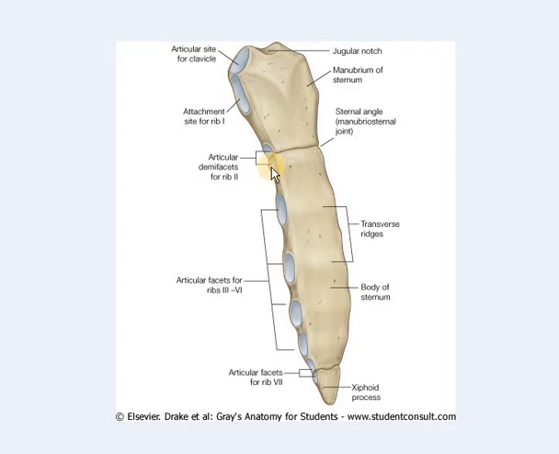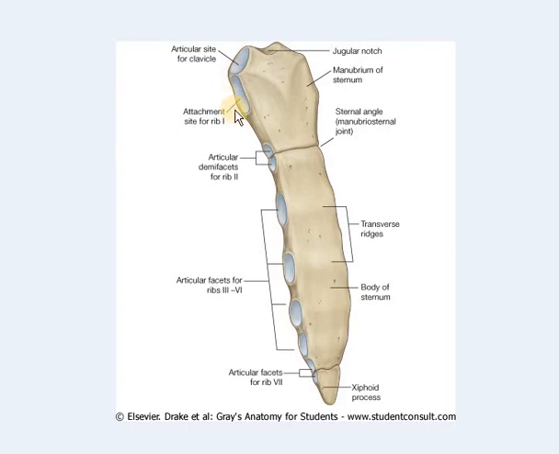So the second costal cartilage articulates partially at the lateral border of the manubrium, and partially it articulates with the lateral border of the body of the sternum. So there are two demifacets, one demifacet at the lower part of the lateral border of the manubrium, and one demifacet at the upper part of the lateral border of the sternum for the articulation of the second costal cartilage.